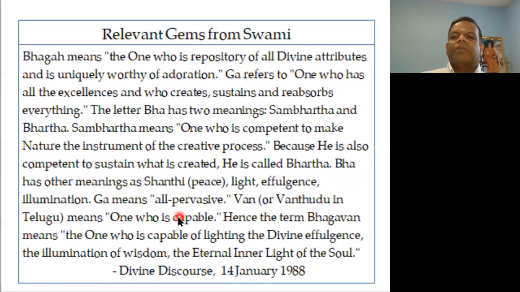Ga means all-pervasive. Vaan in Telugu means one who is capable. Hence the term Bhagavan means the one who is capable of lighting the divine effulgence, the illumination of wisdom, the eternal inner light of the soul. So this is a discourse from 14 January 1988, where Swami has spoken about this name Bhagavan. There are many discourses where Swami has spoken about it. I just picked one because Bhagavan is part of this mantra.